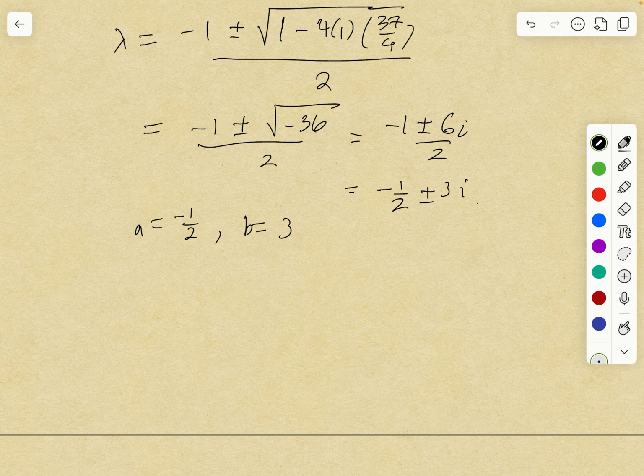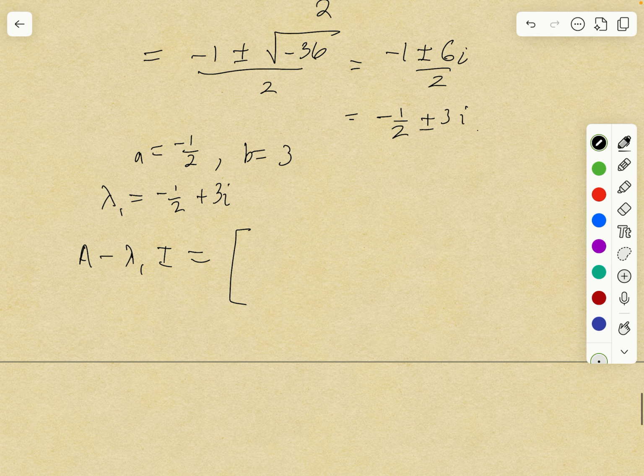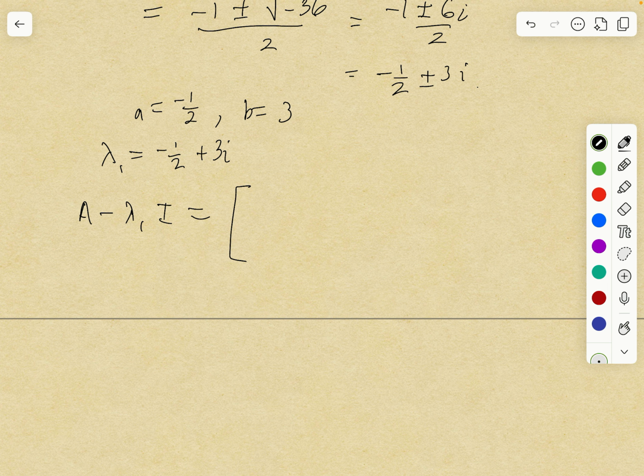So we're working with the eigenvalue lambda equals negative 1/2. Let's work with lambda 1, which is negative 1/2 plus 3i. Okay. So now we have to calculate an eigenvector. So we do A minus lambda 1 I. If you calculate A minus lambda 1 I, you end up getting this matrix.